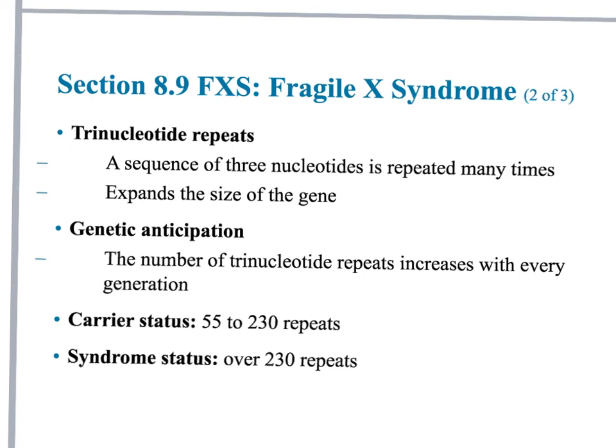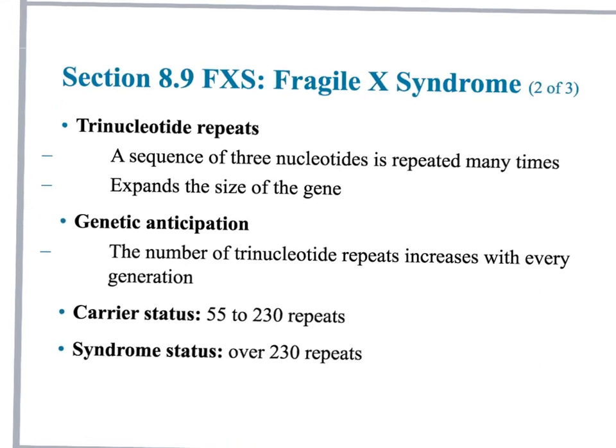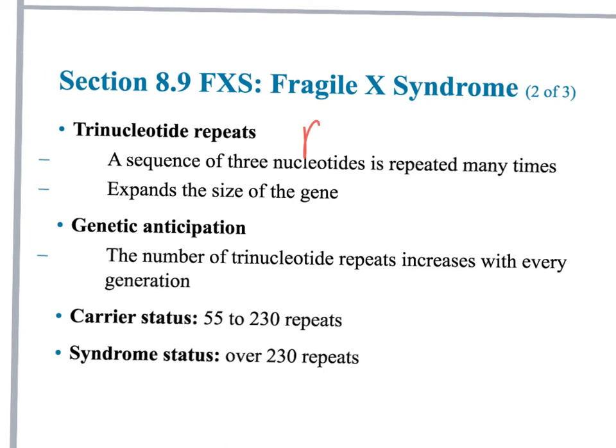The 3 nucleotides could be a single nucleotide that gets repeated, a single nucleotide that shows up in a sequence of 3. So it could be AAA is what I mean here, or it could be TCG, any combination of those nucleotides, but it's 3 of them that get repeated many times, and when it gets repeated many times, that of course expands the size of the gene.